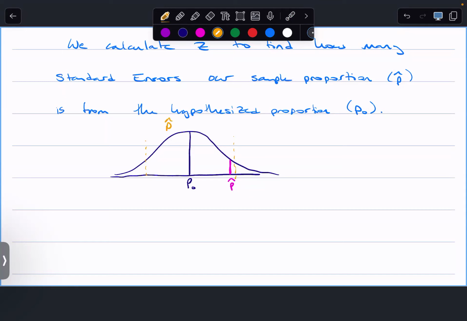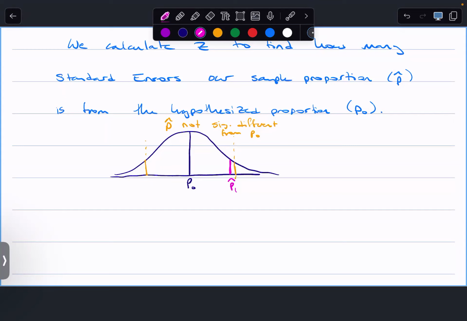p hat is not significantly different from p naught, right? Somewhere in this region. We're going to quantify that region, of course, but that's the idea, right? So whereas if I found another, let's call this p hat 1 from my first sample, what if I found a different sample?